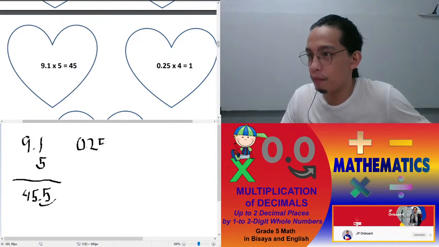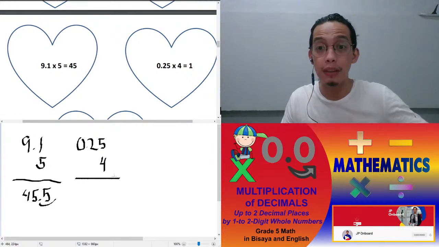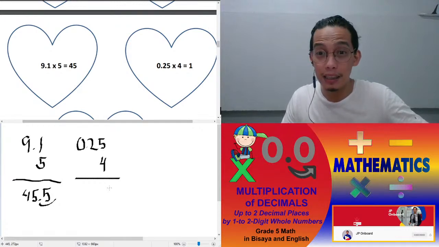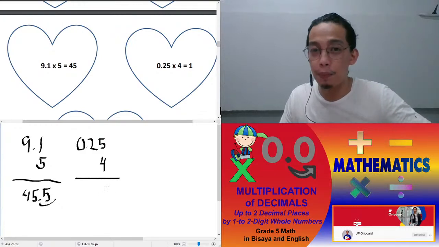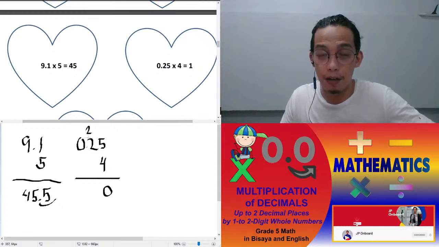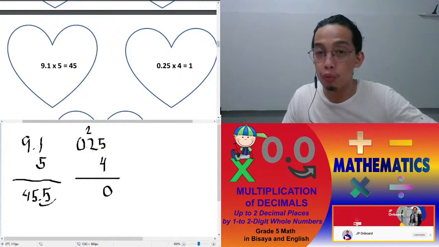Okay, moving forward to the next example, 0.25 times 4. So we don't think first of the decimal places. We just multiply it as whole number. So 4 times 5 is 20. So 2 digits already. So we place the first digit here, 0, and then 2, we carry it on top of the next digit of the first number. And 4 times 2 is 8, and then we add 2. 8 plus 2 is 10.